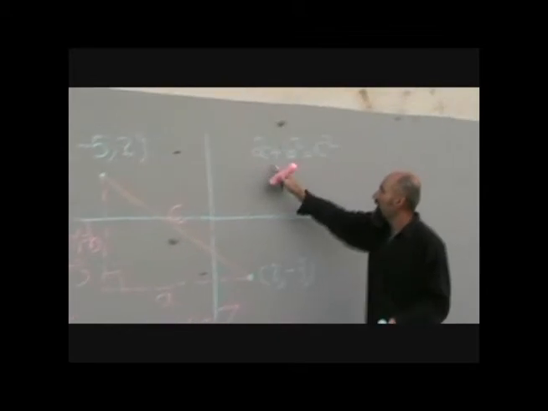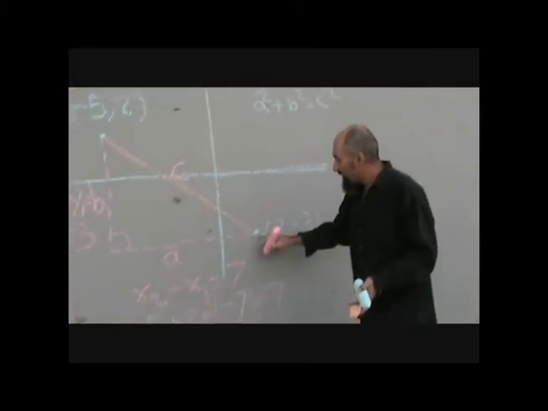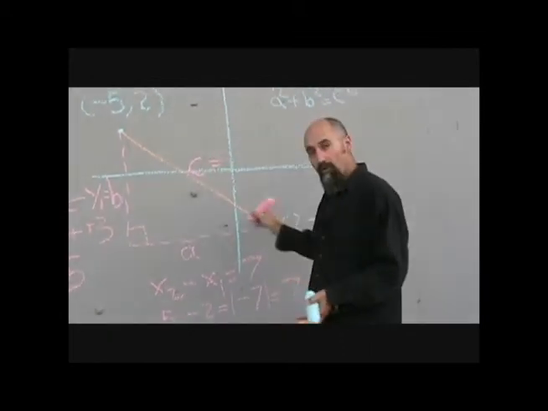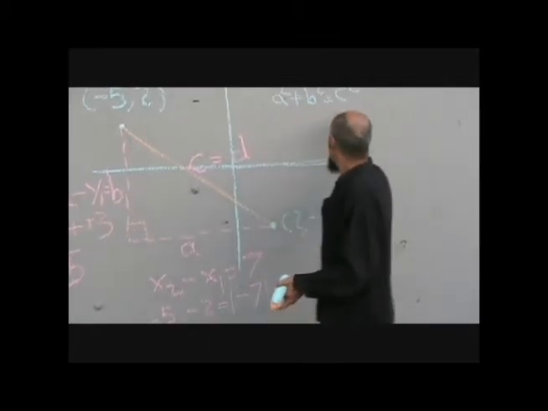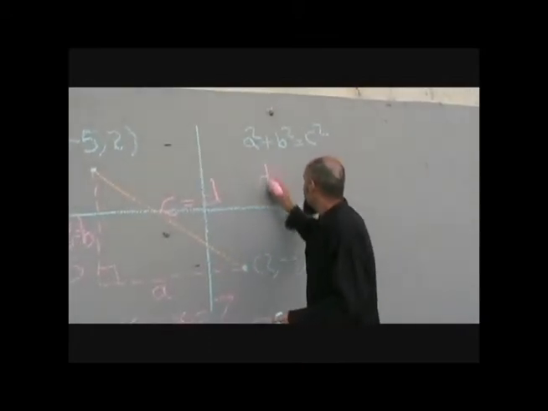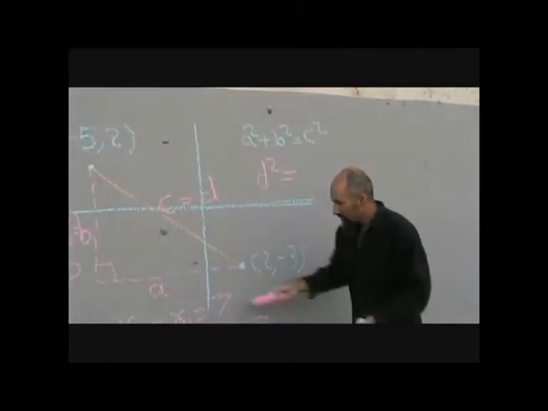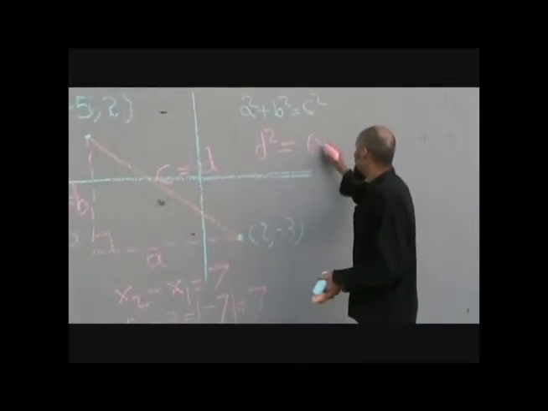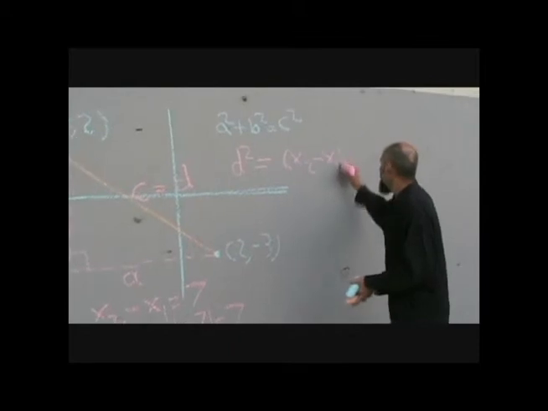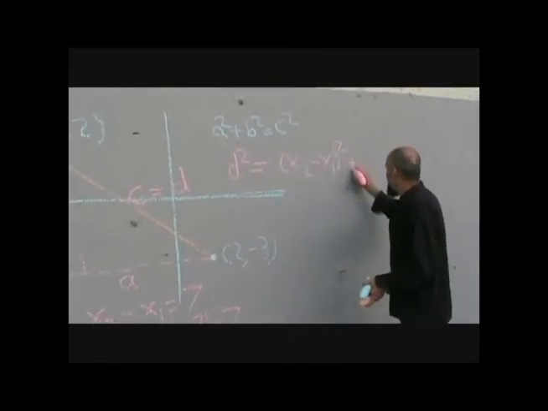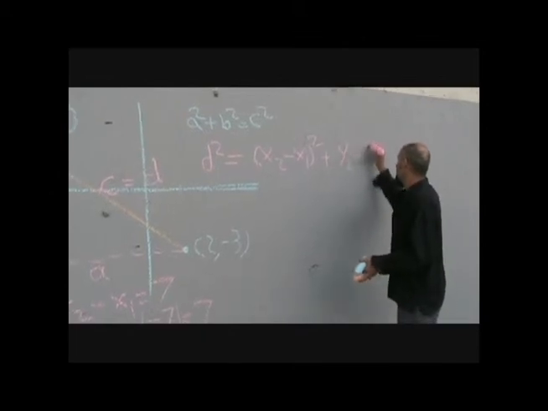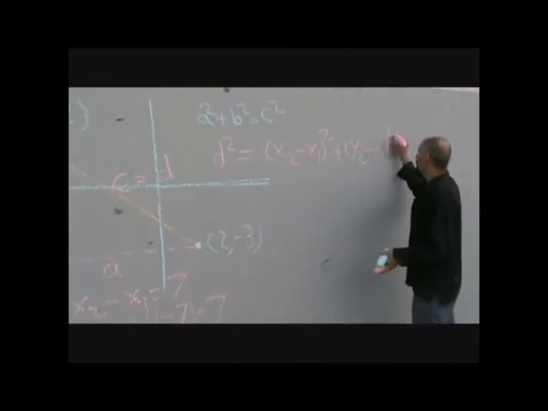Now, if we go to our formula, the Pythagorean theorem is this. The symbol that they use for the distance of a line between two points is d. So you can rewrite the Pythagorean theorem as d squared is equal to a squared, which is really (x2 minus x1) squared, plus (y2 minus y1) squared, which is the vertical distance.